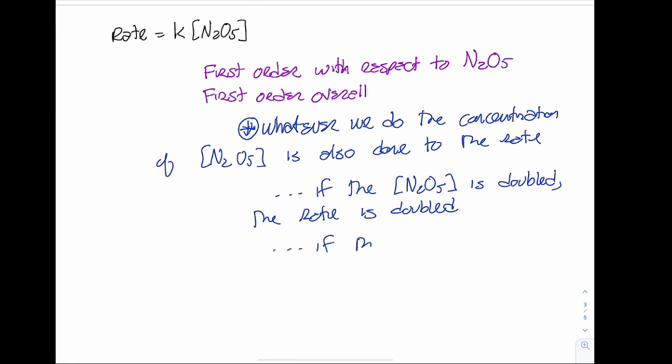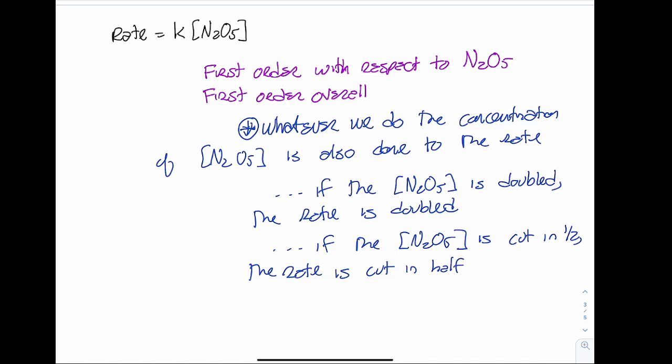If the concentration of N2O5 is cut in half, the rate is cut in half. And that kind of statement is always going to be true if it's first order. So for a first order reaction, whatever you do to the concentration, the same thing happens to the rate. Increase the concentration 10 times, the rate is going to go up 10 times.